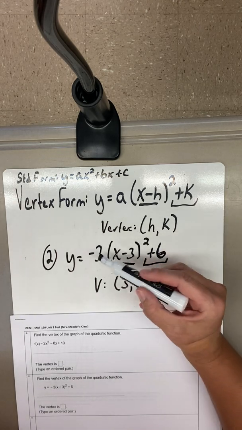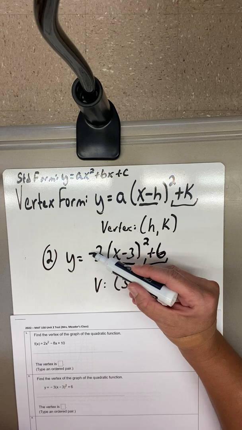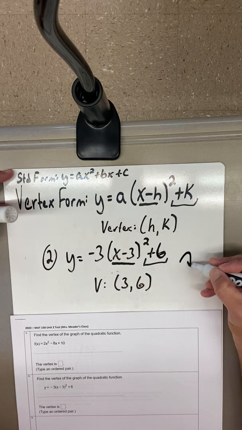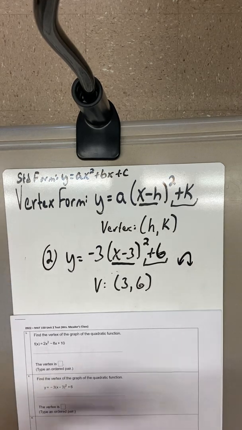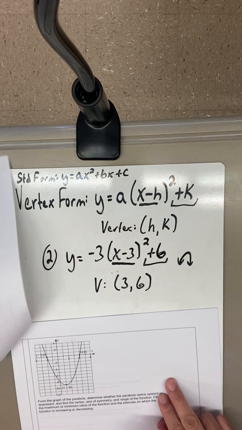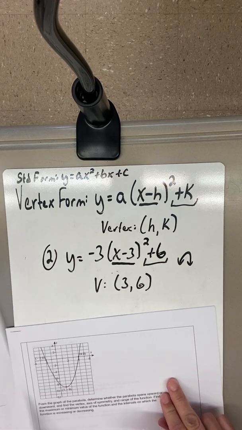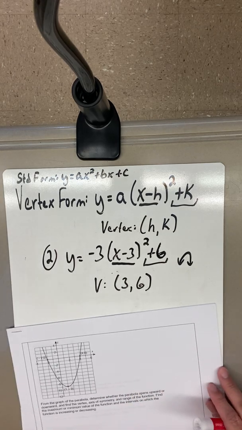I do want to talk about this: since the leading coefficient is negative, we know that this parabola opens down. Okay, concave down. That's going to show up in other places on the test. All right, let's go to question 2. Sorry, that was question 2. Let's go to question 3.